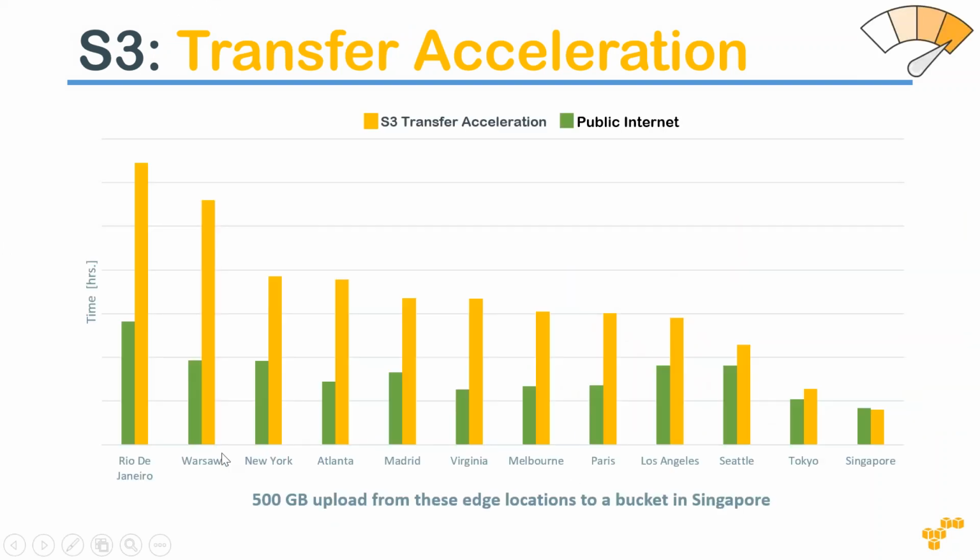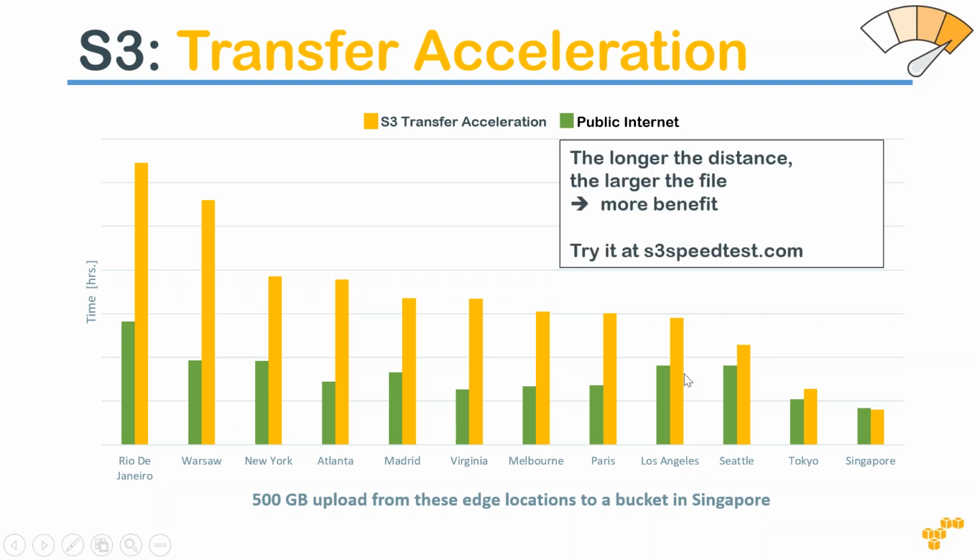Yeah, the speed test will show you something like this for different locations. You can see the different regions at the bottom and the different speeds that you can achieve when you use the public internet and the S3 transfer acceleration. It is also noticed that the longer the distance and longer the file, the more the benefit, because Amazon is going to move the file between their data centers using their own internal technologies.